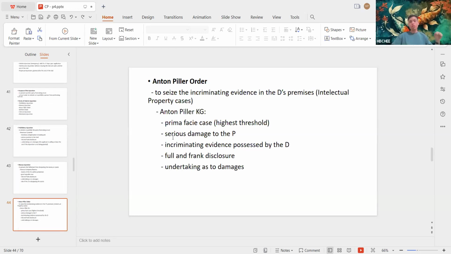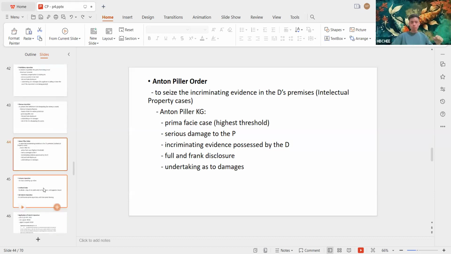Now we come to tier 3, Anton Piller order. Usually this happens in intellectual property cases because it involves incriminating evidence. The purpose of an Anton Piller order is for the plaintiff to enter the defendant's premises to seize the incriminating evidence. The governing principle is that there must be a prima facie case, the highest threshold, serious damage to the plaintiff, incriminating evidence possessed by the defendant, and full and frank undertaking as to damages.